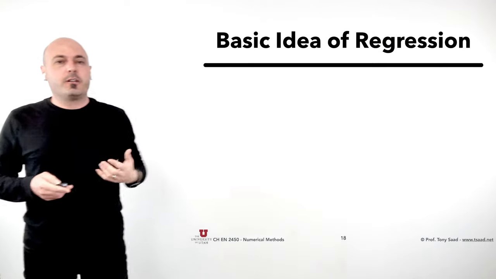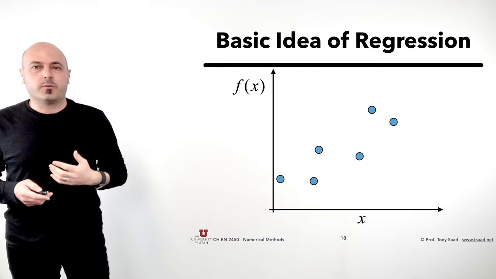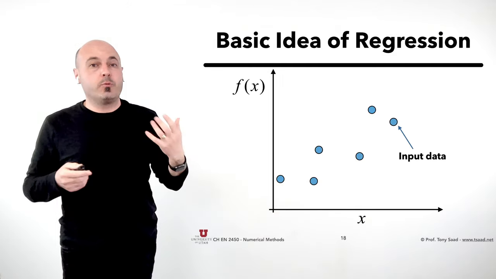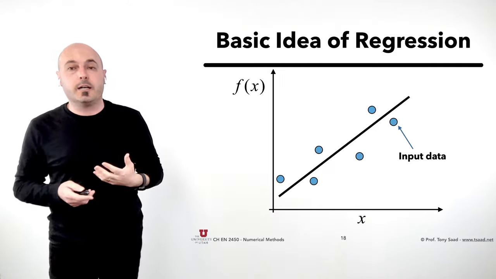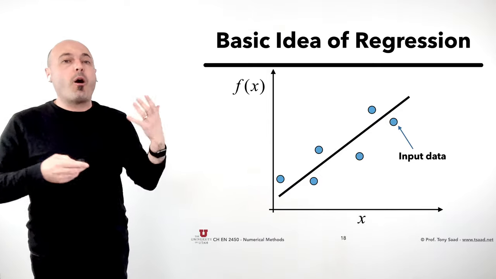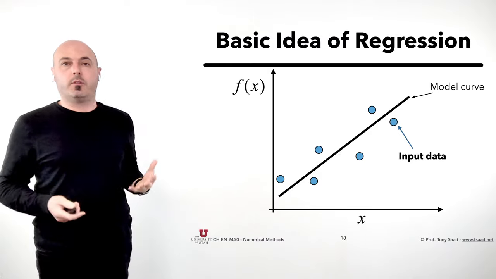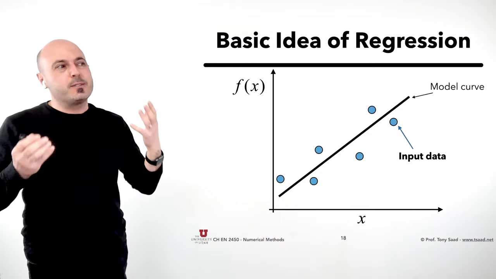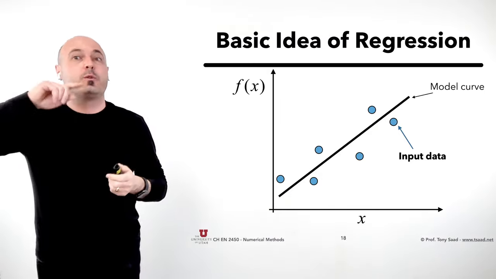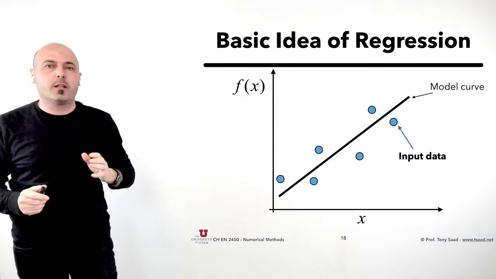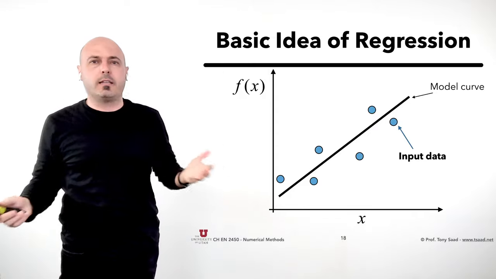Now the basic idea of regression is as follows. Given many observations, we are going to call those the input data, we are going to approximate or represent those input data with a model. So now we're not using interpolation where we required it to pass through each and every point. Right now, we don't care about that. We want to model those data.